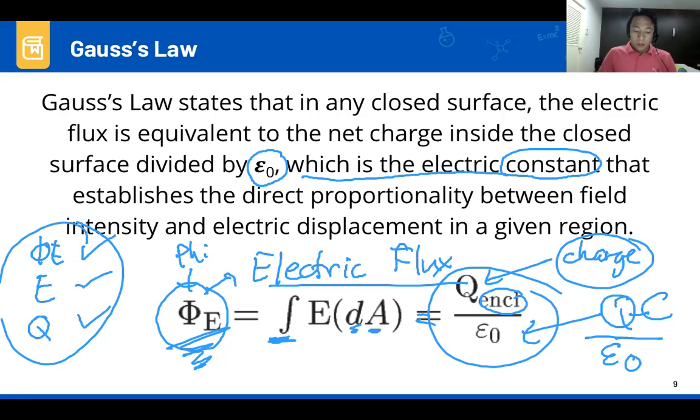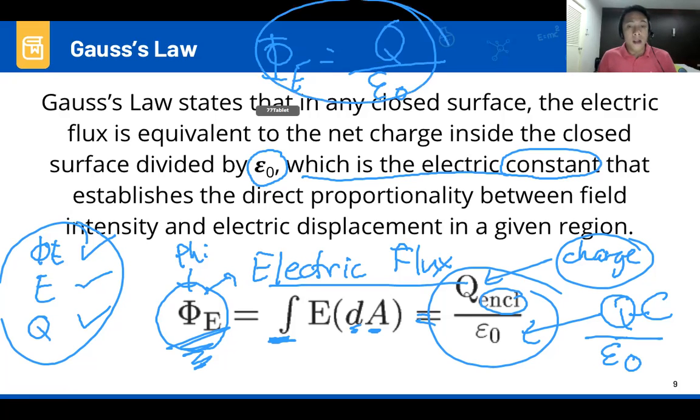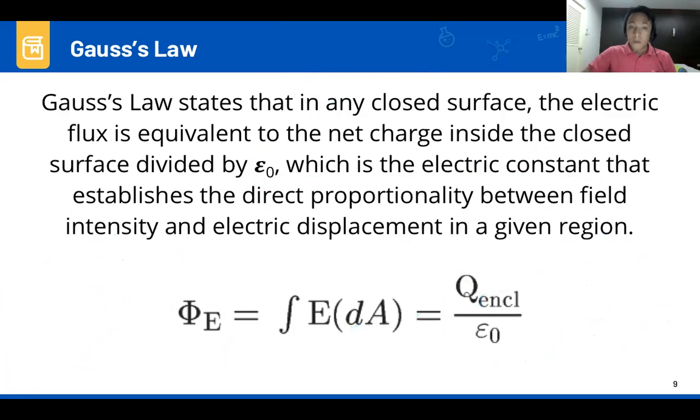Okay? So we have the electric flux. Electric flux is equivalent to the charge over the electric constant. This will be the general formula in using this Gauss's law. Okay? Tandaan nyo to ha, Q over E0. Q over E0, that is electric flux.